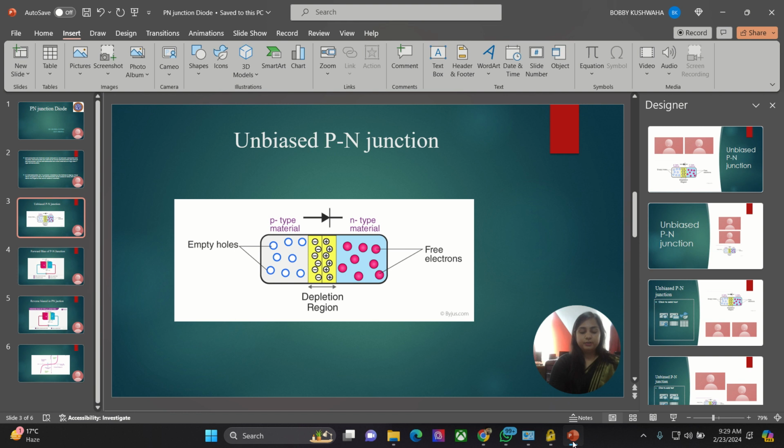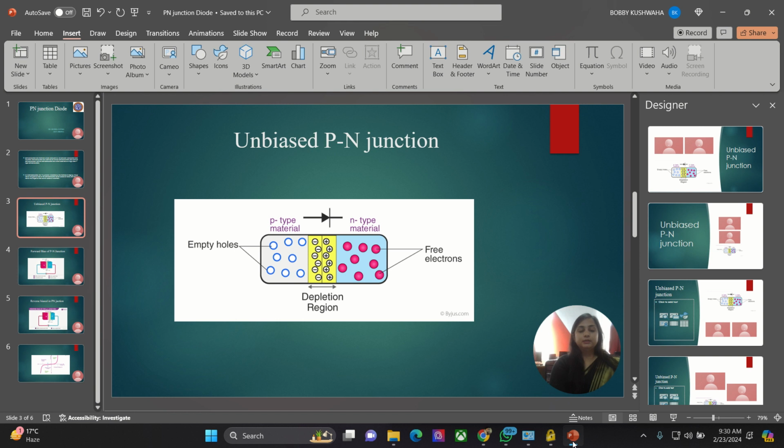Due to this electric field, the electrons of the N region move in the direction opposite to that of the electric field, that is, away from the junction, while the holes of the P region move in the direction of the electric field. As a consequence, the diffusion of charge carriers at the junction stops. This layer is called the depletion layer. The width of this layer is of the order of 0.5 micrometer.